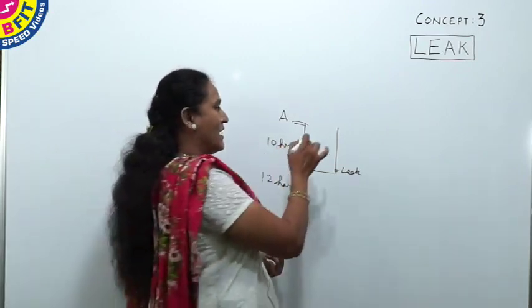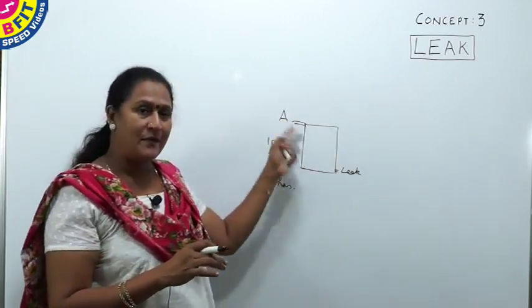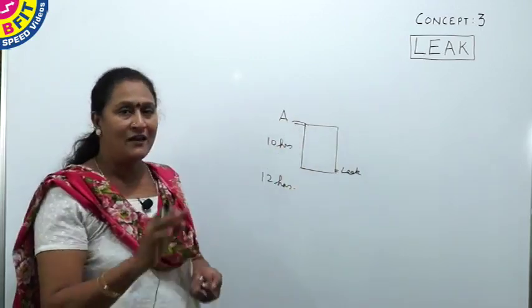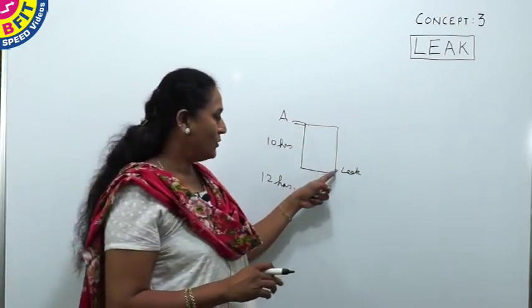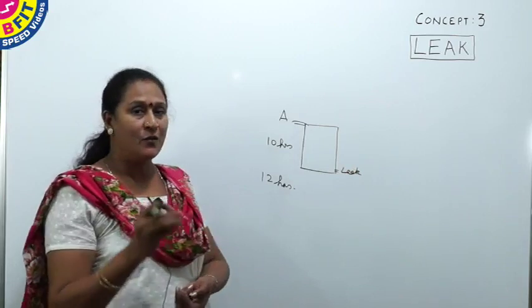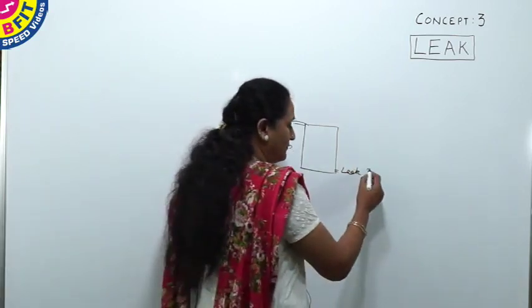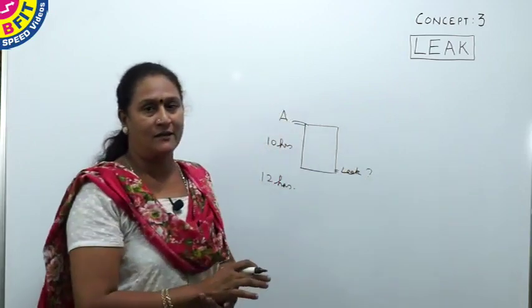Once the tank is filled after these 12 hours, the tap is closed, the pipe A is closed. And now what will happen? The leak slowly drains off all the water. Now the question they will ask is, what is the time taken by the leak to empty the whole tank?